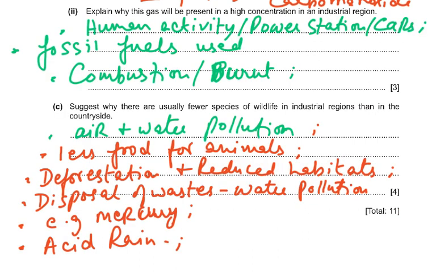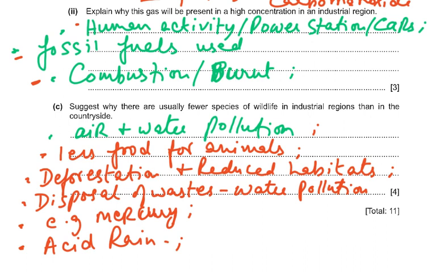Now, how would you word this? Human activity, power stations, and cars. This is one point. Then the fact that fossil fuels were used, and the fact that we were using combustion, because either in the factory or in the cars, that's what we were doing. Then suggest why there are usually fewer species.